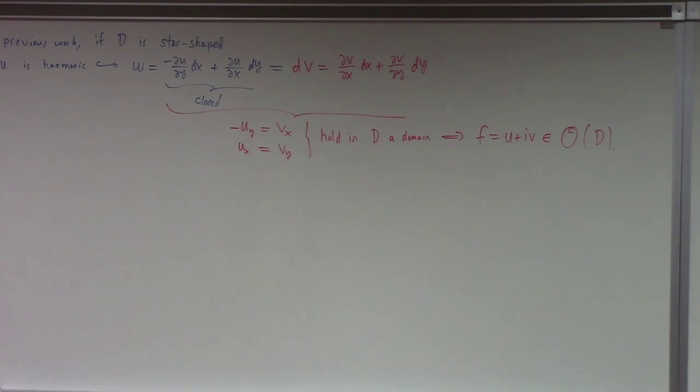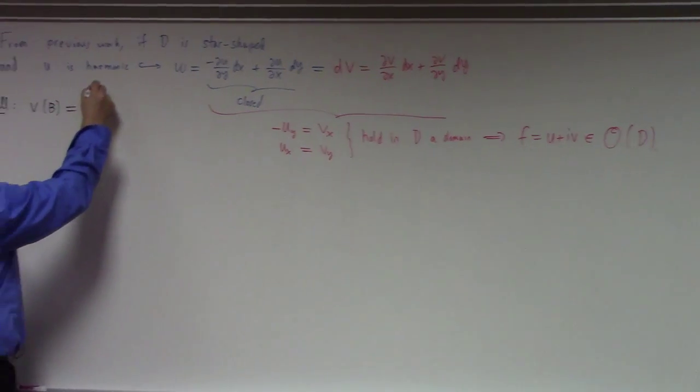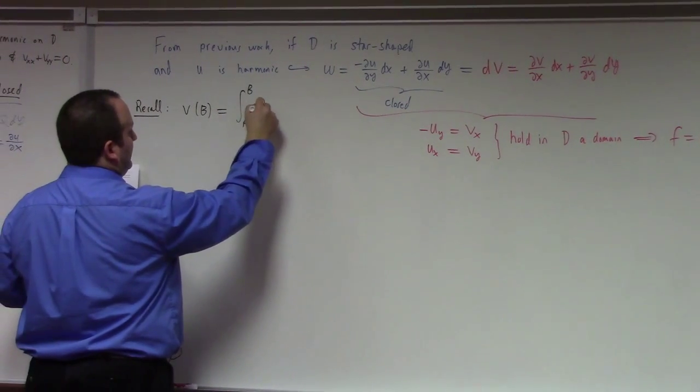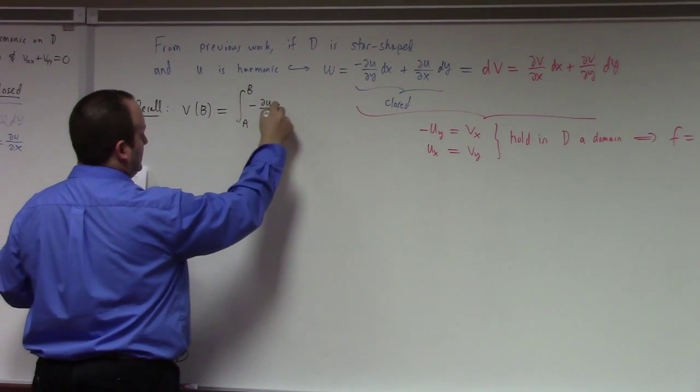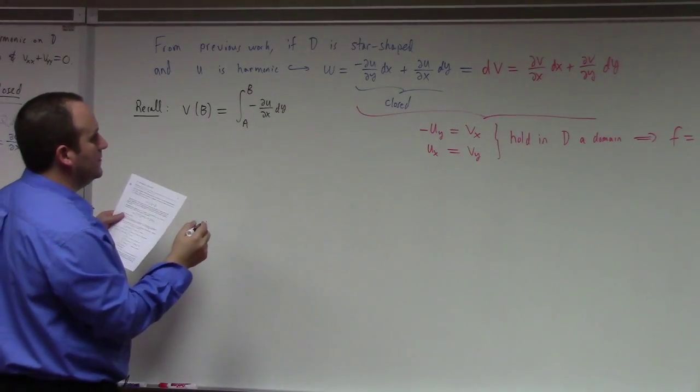So here's a reminder. Remember our proof that closed is exact? What did we do? How did we build the v? Something like this, right? V of b was equal to the integral from a to b of, well, in our current context, minus partial u partial x dx, dy, rather. Wait a minute. Oh, sorry.